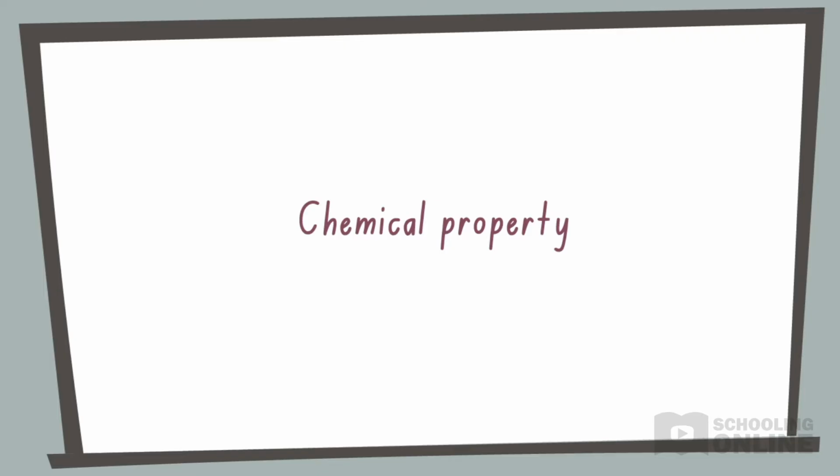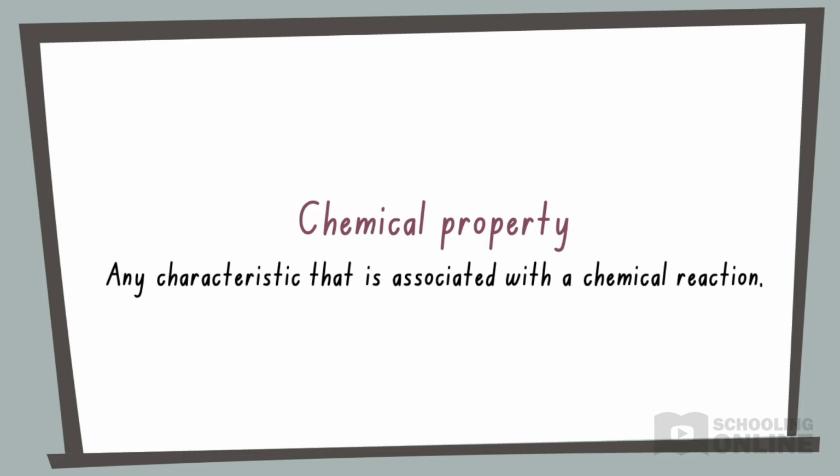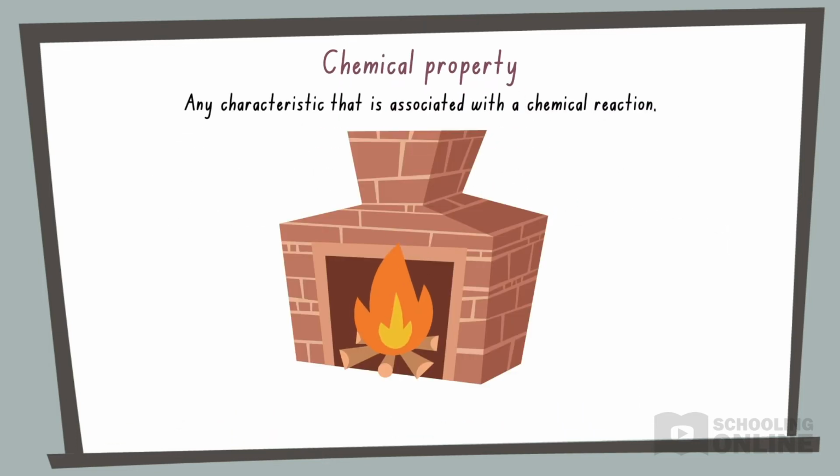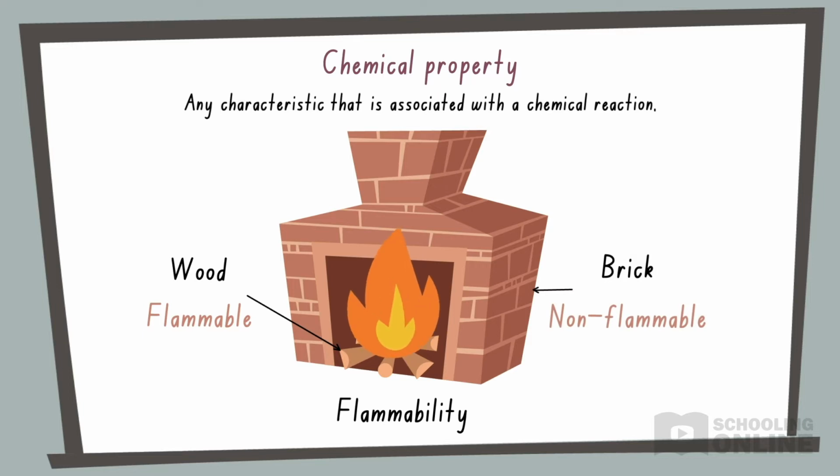A chemical property is any characteristic that is associated with a chemical reaction. For instance, we can categorise materials by their flammability. This is a chemical property because burning, or combustion, is a chemical reaction. Put simply, the chemical properties of an element describe how it changes or reacts with other substances.